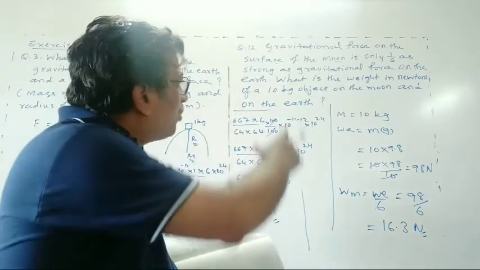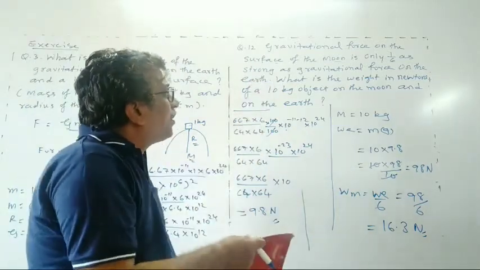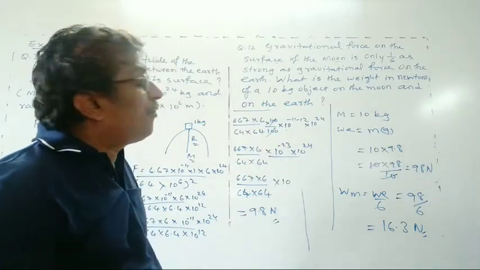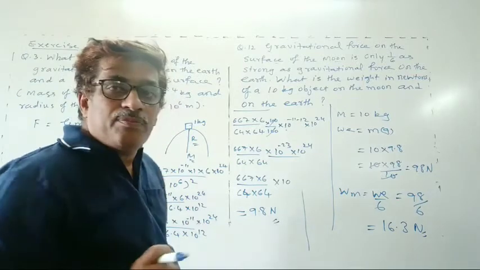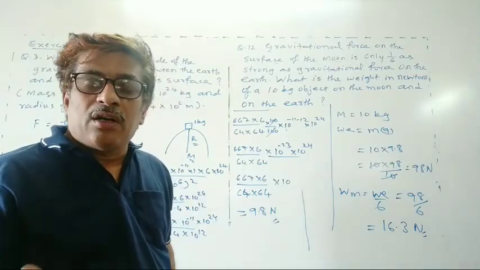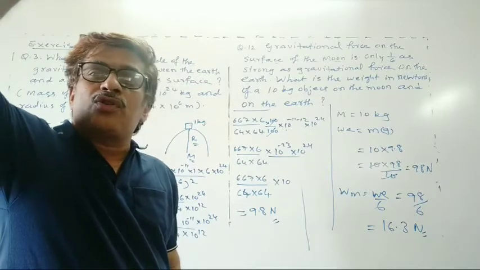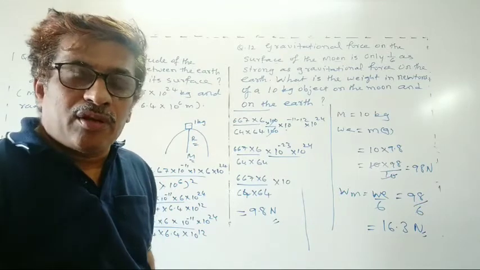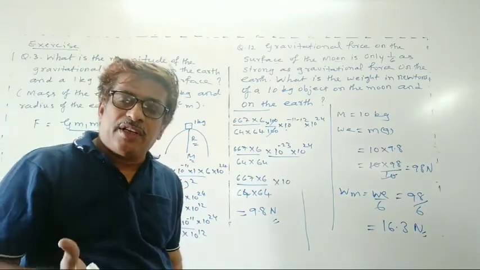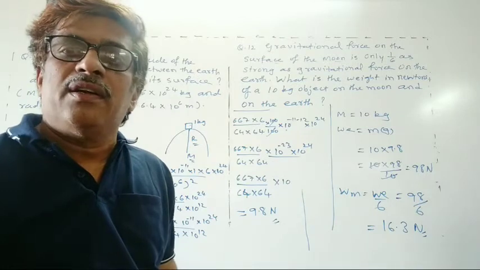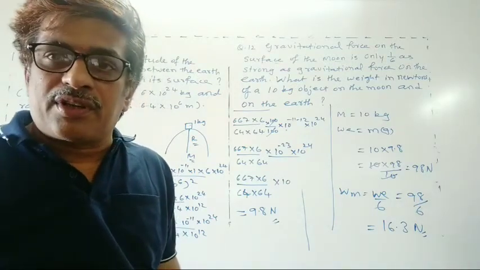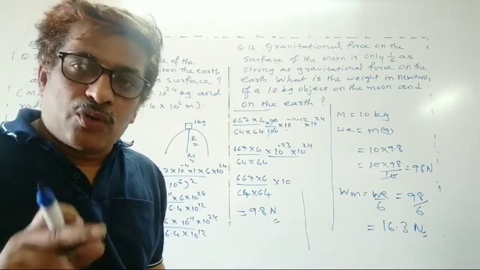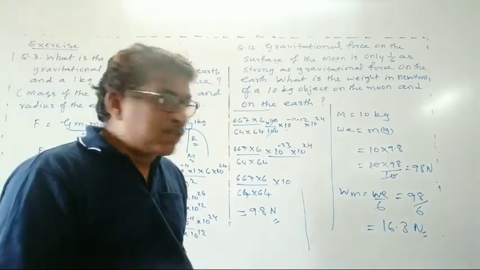So in this way, you have to see what the question says. Gravitational force on the surface of the moon is only 1 by 6 as strong as the gravitational force on the earth. So you know that whatever the weight of an object on the earth is, on the moon it will be 1/6 of that. For example, if any object weighs 6 kg on the earth, then on the moon it will be 1 kg. So 1 by 6 you have to write, or divide by 6, and so on.